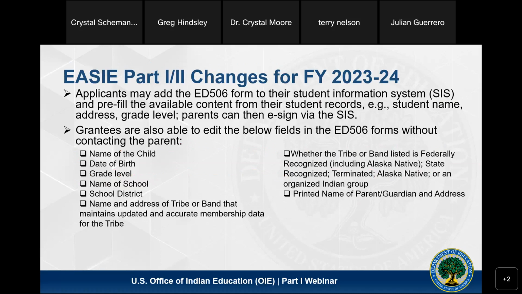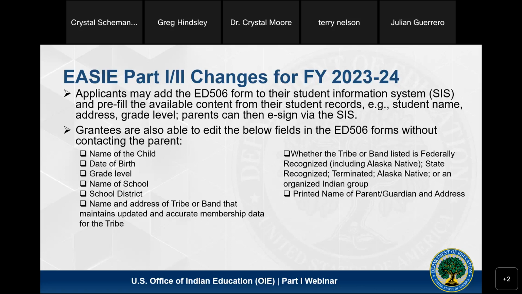Next, we will be reviewing EASIE Part 1 changes for FY 23-24. Number 1, applicants may add the ED 506 form to their student information system and pre-fill the available content from their student records. For example, student name, address, grade level, and then parents can e-sign. Please do not add any tribal information from your SIS. If you have questions about what can be added and what cannot be added or pre-filled into this form, or if you would like to build the ED 506 form as part of your SIS, please contact your program officer and ask for a meeting for us to review your request.